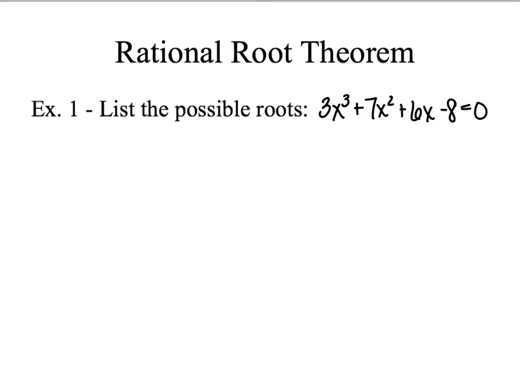So in this example, it says to find all the possible roots. Well, we're going to be using the rational root theorem to do that. First you need to identify your constant term. In this case, that's 8. That is our p-value. And our leading coefficient is 3. That's our q-value. Remember, if your polynomial is in standard form, your leading coefficient will be the coefficient of the first term. So we are going to divide 8 by 3.